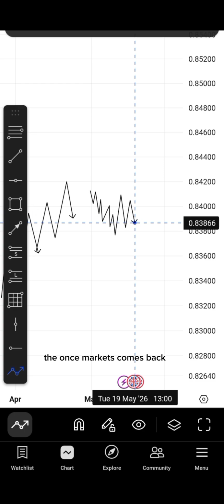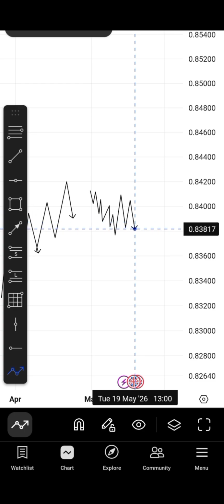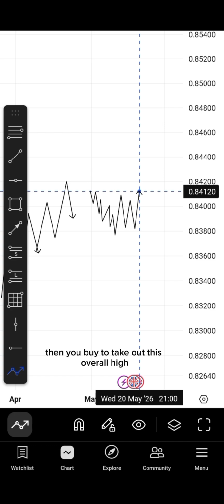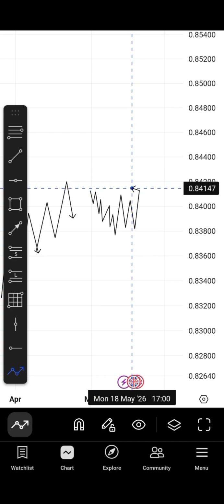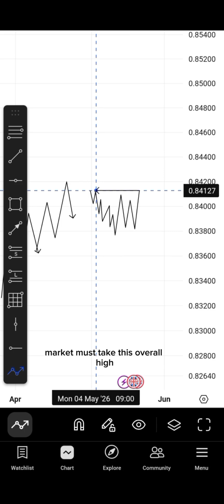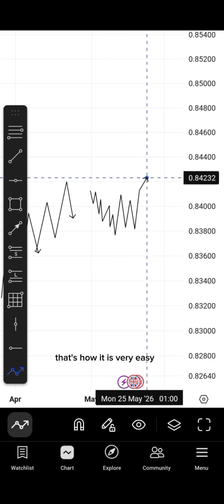Then once the market comes back, wait for your POI, then you buy. To take out this overall high, the market must take this overall high. That's how it is. Very easy.